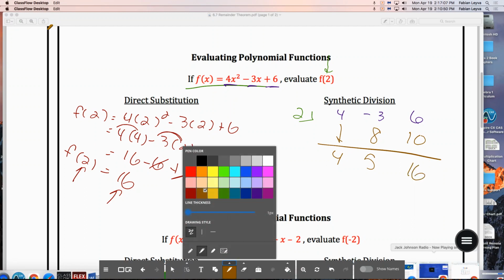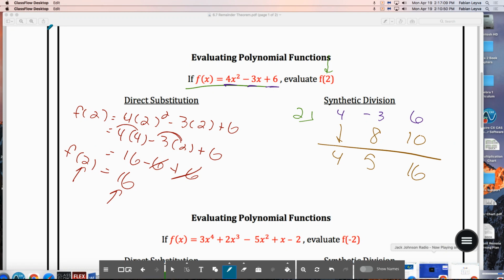Now, does everybody remember what this last number always represents when you divide polynomials? What do we call that guy again? It was the remainder. Now, does that remainder look familiar? Yeah, what is it?